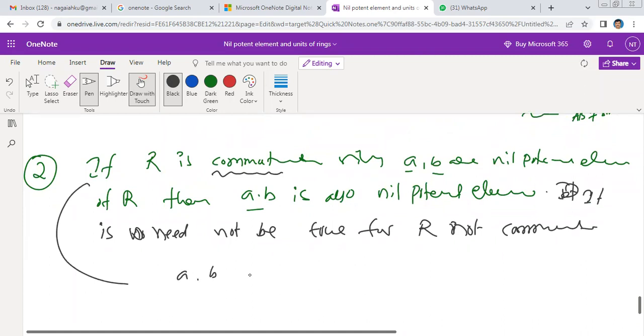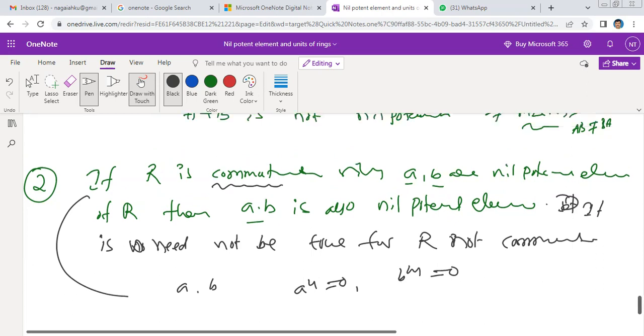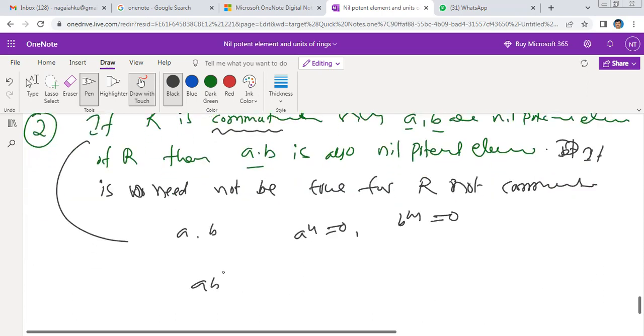A and B are nilpotent elements, so A to the power of n is equal to 0 and B power m is equal to 0 for some n and m. Now we want to prove that AB is a nilpotent element. Suppose I take (AB) to the power of n, which is nothing but A power n into B power n. A power n must be equal to 0, and 0 into B power n is equal to 0. Therefore AB is a nilpotent element.